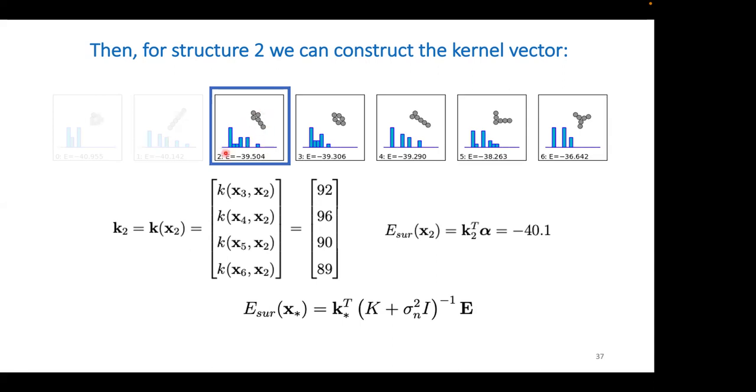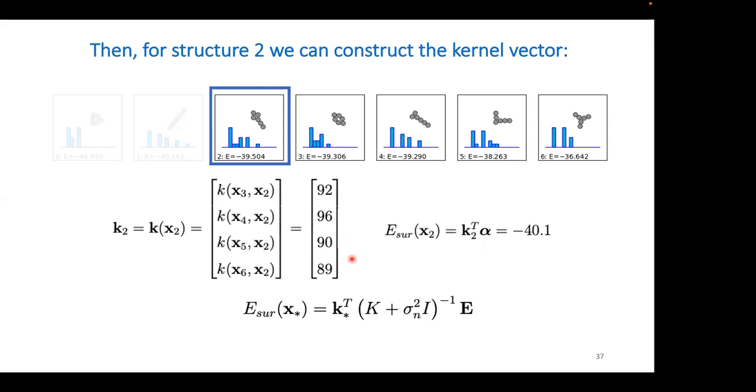So what this kernel element tells me is that the new structure I'm considering looks the most like the second of those I already had, namely this one. And that again conforms with what we would say from eyeballing it. Good. And then how do I get the prediction? Well, all I have to do is to make this multiplication of the kernel vector for that new structure onto the parameters I just derived, and then I get a prediction. And you can see it's 40.1, which is not too far away from the 39.6 I had over here, which is the real value.